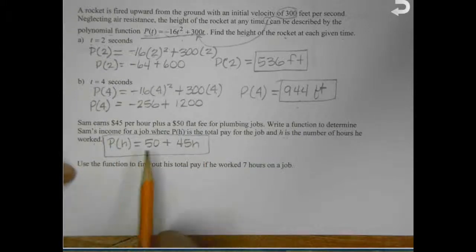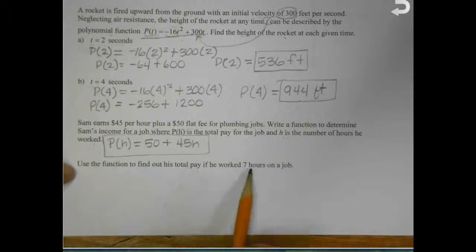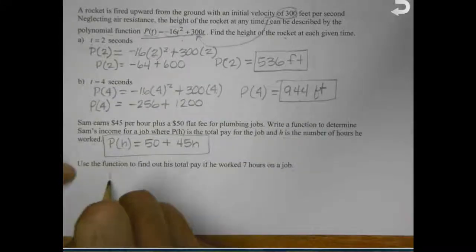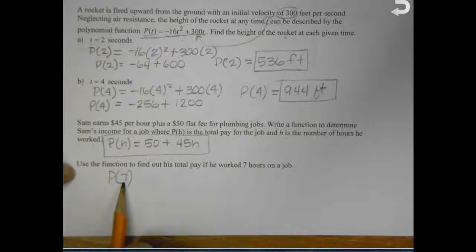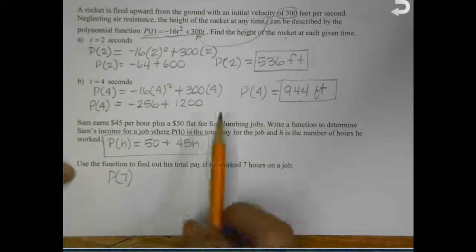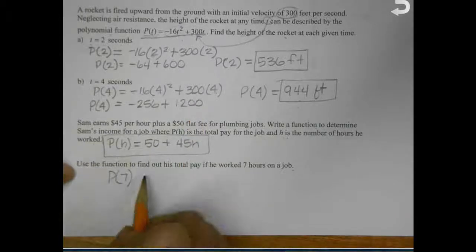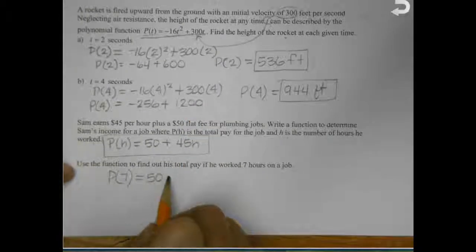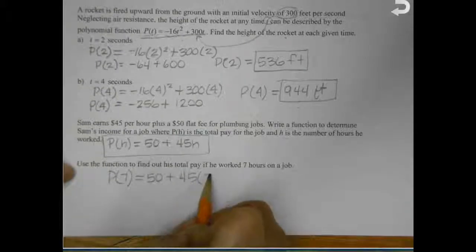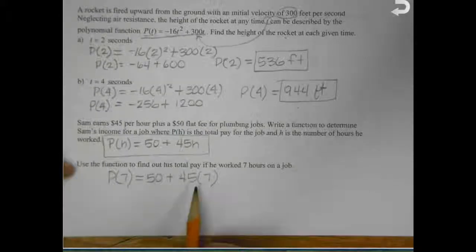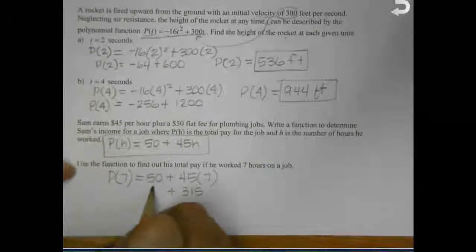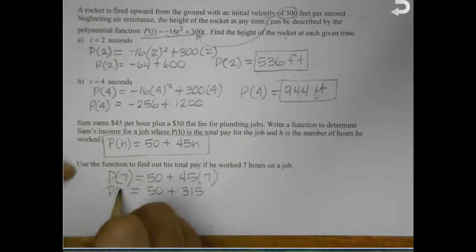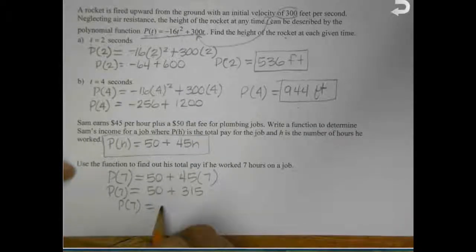and I want to use that function to find out his total pay if he worked 7 hours on a job. So I'm looking for P of 7, because 7 is the number of hours and H stands for hours, and now I'm just using my function like I did up here. P of 7 equals 50, his flat rate, plus 45 times 7. So 45 times 7 is 315. I want to add that to the $50 that he gets for walking in your door, and I get $365.